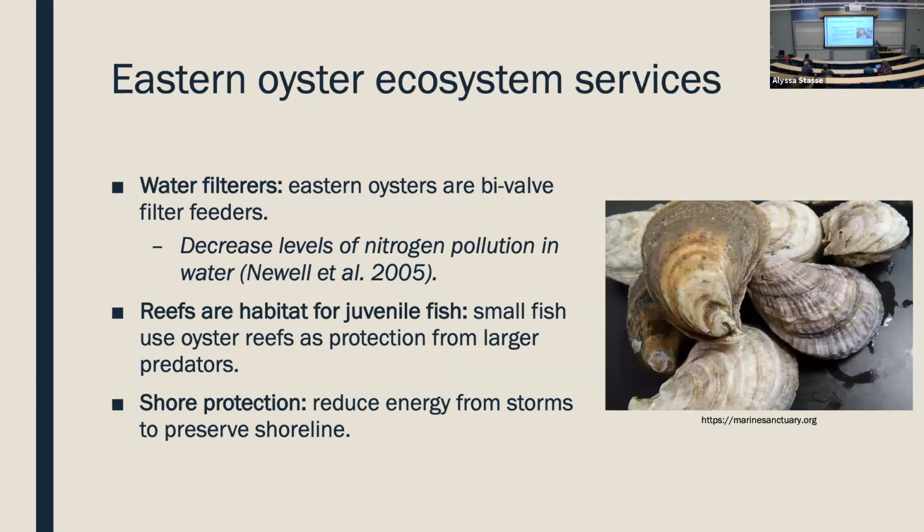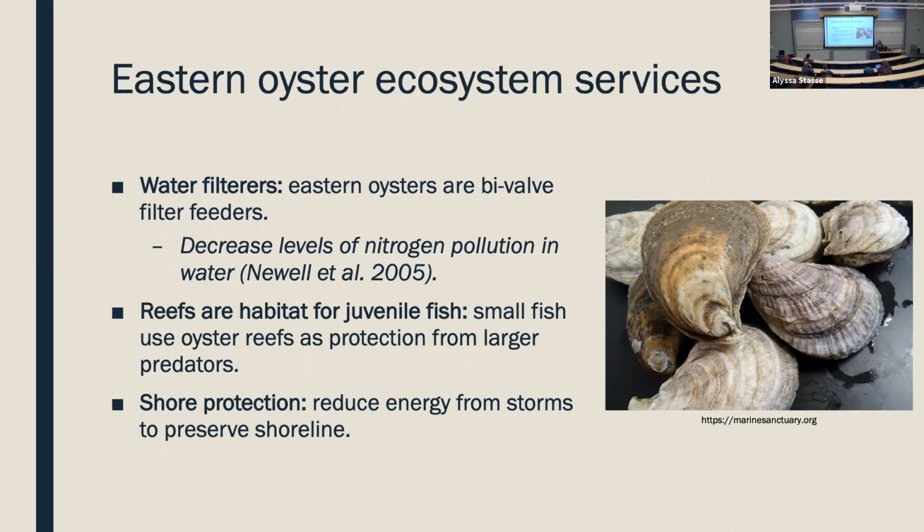Not only are they important as a financial gain, so like for food and stuff like that, they are also important in terms of ecosystem services. So oysters are bivalve filter feeders. They take their plankton by filtering it through, and then while they're doing that, they're also decreasing the levels of nitrogen pollution in the water. It's estimated that oysters in Chesapeake Bay can filter the entire bay within 1 day. So there's a lot of filtration going on every single day.